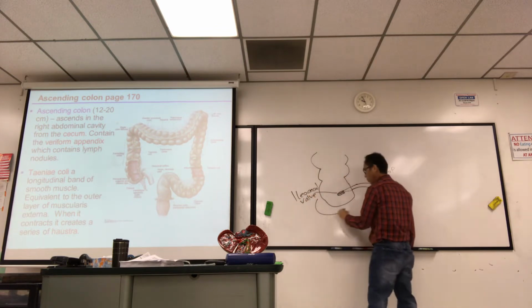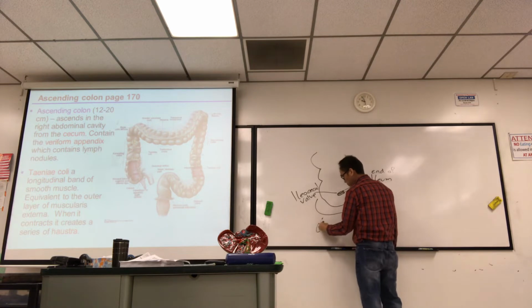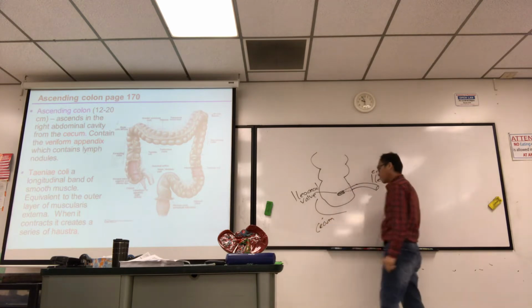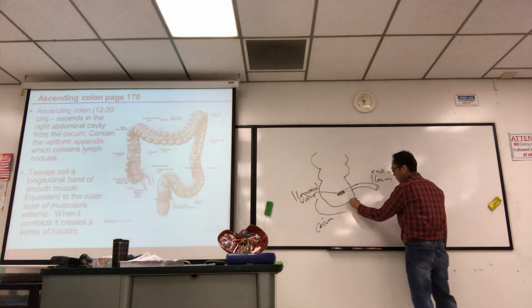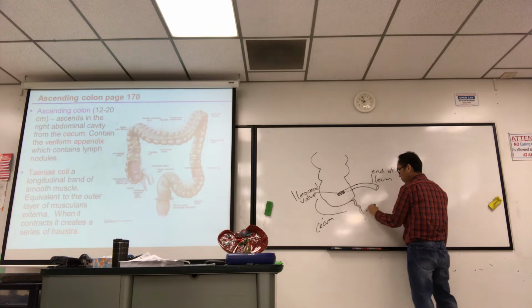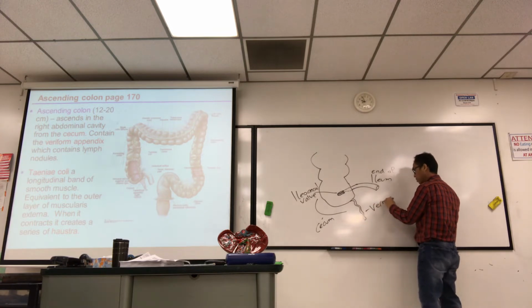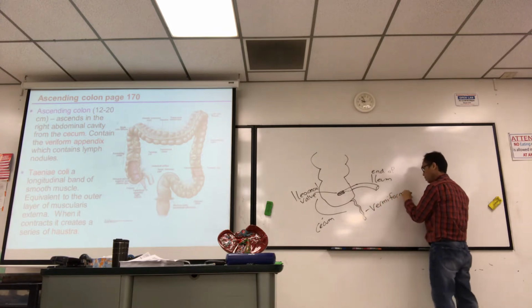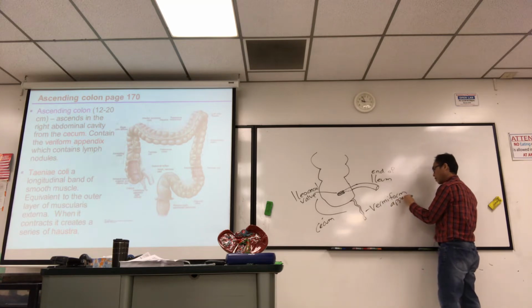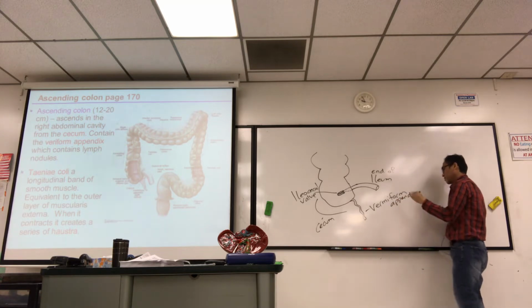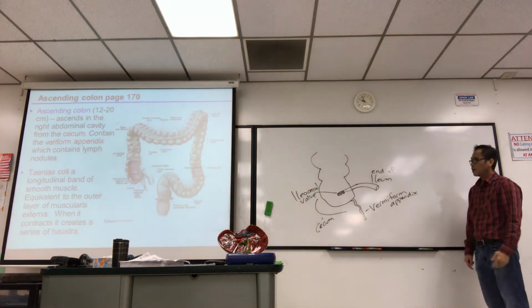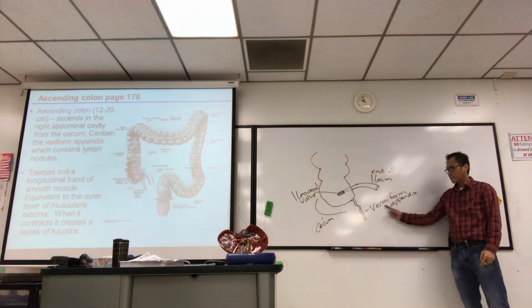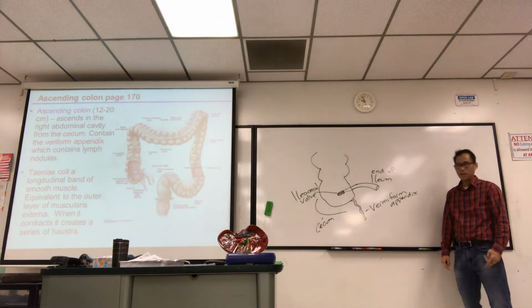Because basically this whole part is called the cecum. It's the first part of the large intestine. There's a little bit of lymphoid tissue that dangles off there. It's the vermiform appendix. An appendix is something you attach it to. It's attached to the cecum. The vermiform describes its shape. It means worm-like.